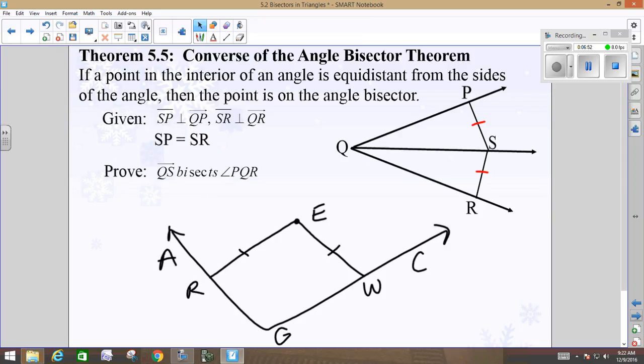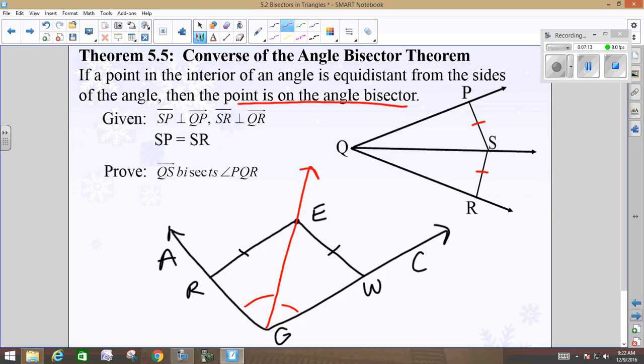Okay, so if I have a point inside of an angle that's equidistant to both sides of the angle, then it's on the angle bisector. So if E is the same distance from the left side of the angle as it is from the right side, it must be directly in the middle of my angle. Therefore, GE is going to be an angle bisector. So if you know that the point is right in the middle, it's equal on both sides, then you can draw in an angle bisector.